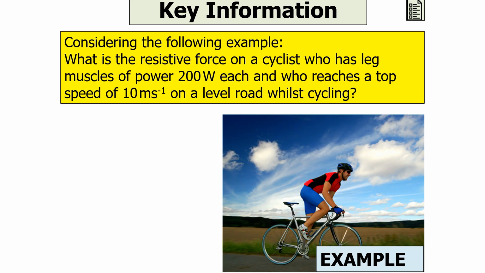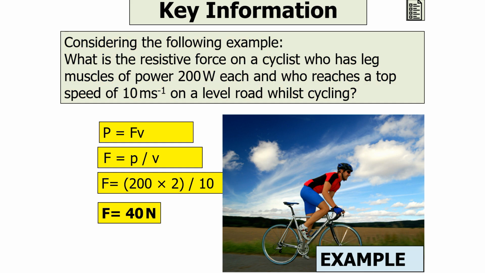The next example looks at the following. What is the resistive force on a cyclist who has leg muscles of power 200 watts each and who reaches a top speed of 10 meters per second on a level road while cycling? So we know that P equals FV. So in this case, we can work out that F is equal to the power over the velocity. So it's 200 times 2, as the cyclist has 2 legs, as shown in the image, divided by 10, so therefore our force is 40 newtons.